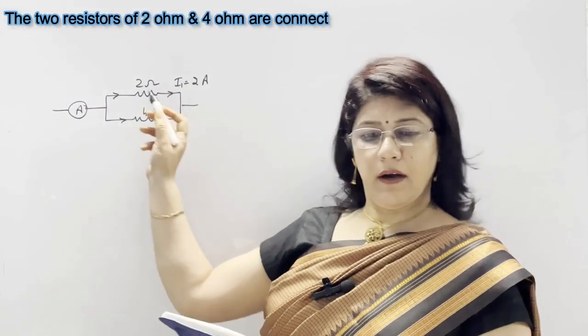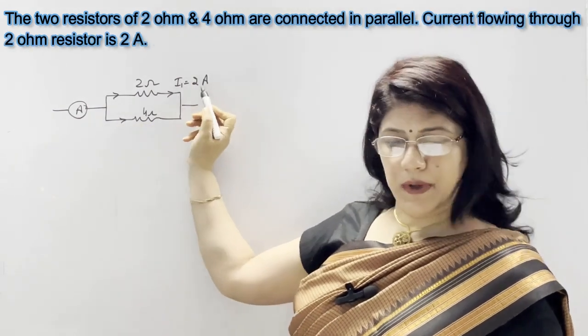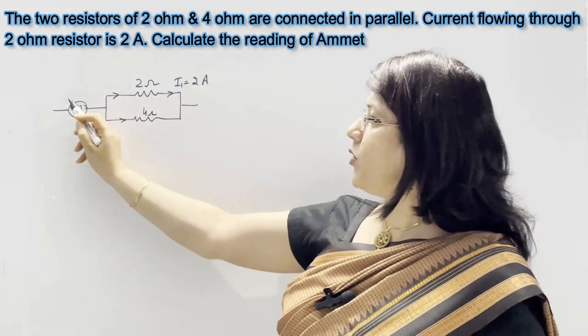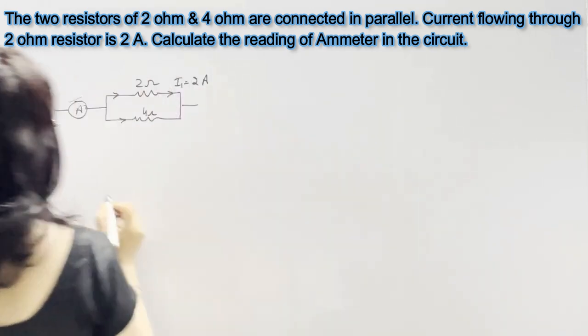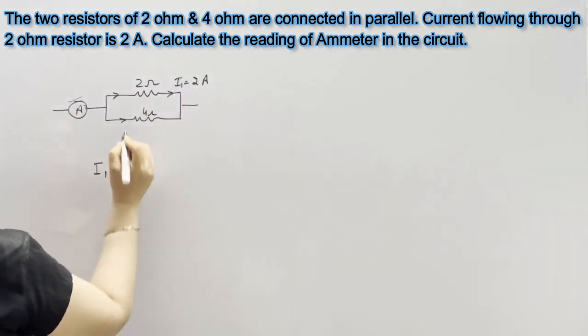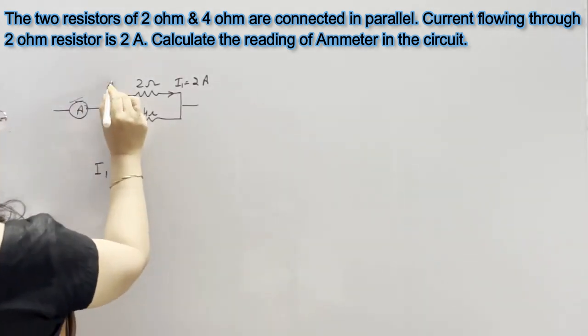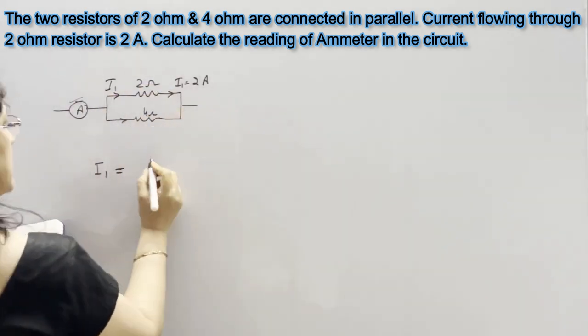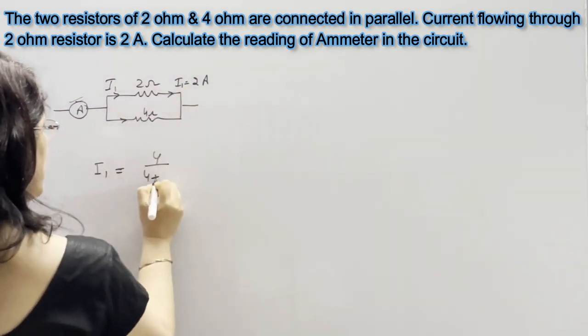Now one question from MCQ point of view, or you can say a 2 marker question. The two resistors 2 ohm and 4 ohm are connected in parallel. The current flowing through the 2 ohm resistor is 2 ampere. Now calculate the reading of this ammeter, we need to calculate here. We know the formula. Current through branch 1, I1. It means this current is I1. So I1, opposite resistance is 4 ohm. Then total resistance is 4 plus 2 ohm.